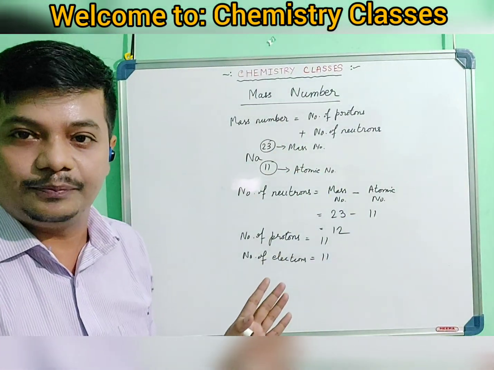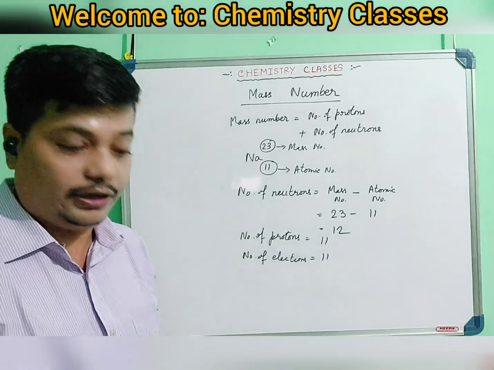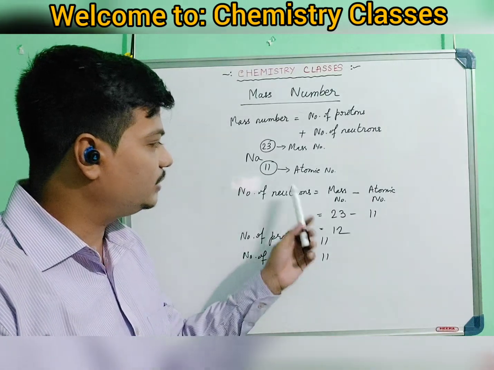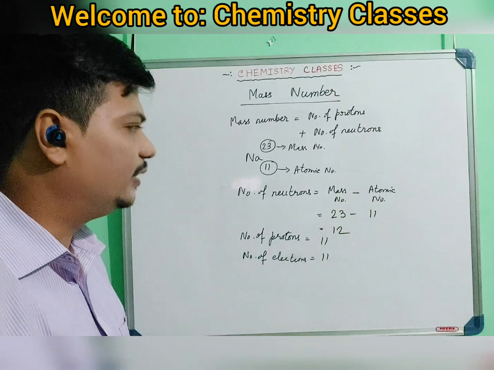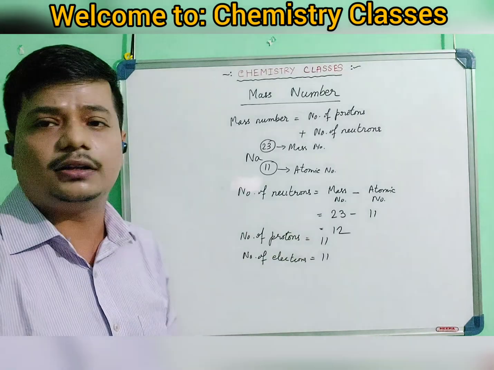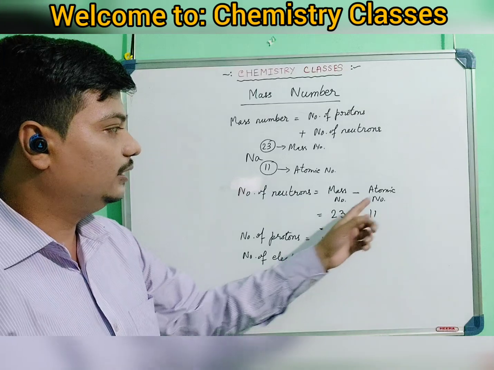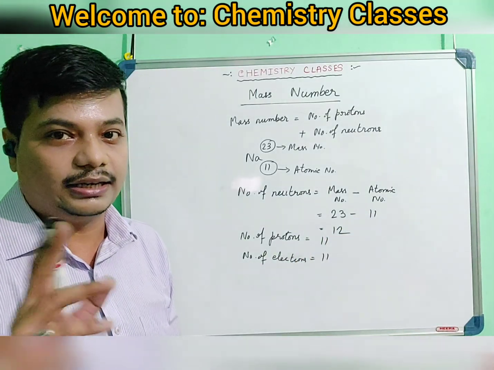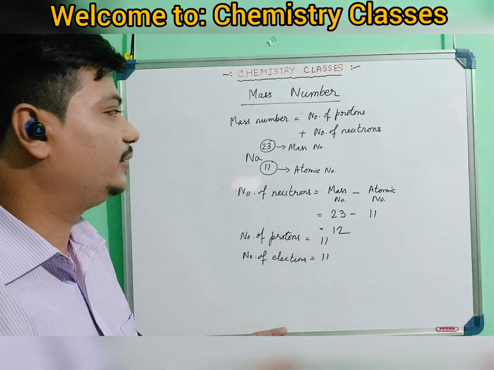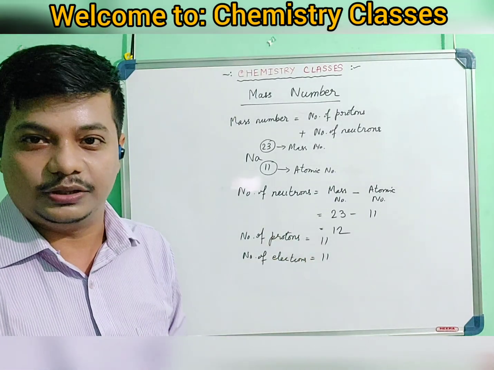So if I'm given an element with its mass number and atomic number, I have complete data about the number of protons, electrons and neutrons. What if I'm not given the atomic number? What if I'm only given the number of electrons or the number of protons and I'm asked to find the number of neutrons? Well, I can always do that. From the mass number I can deduct the number of protons or electrons and get the number of neutrons. Using this formula, I can solve any numerical based on this, right?